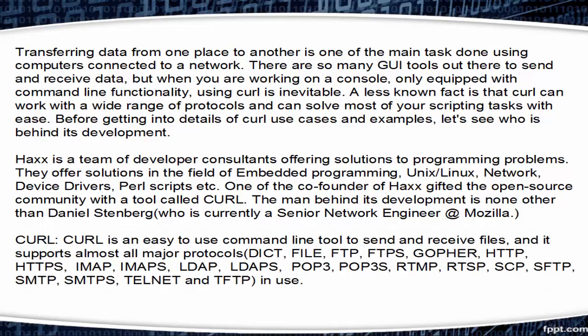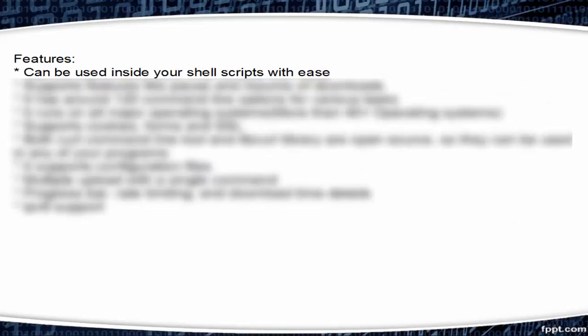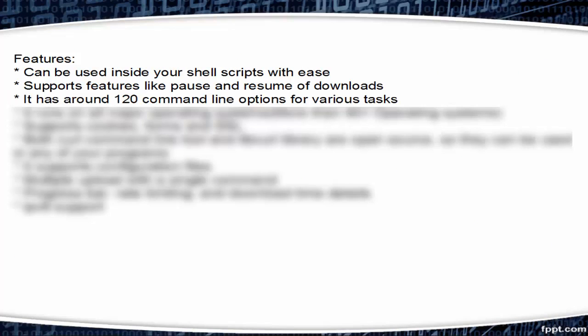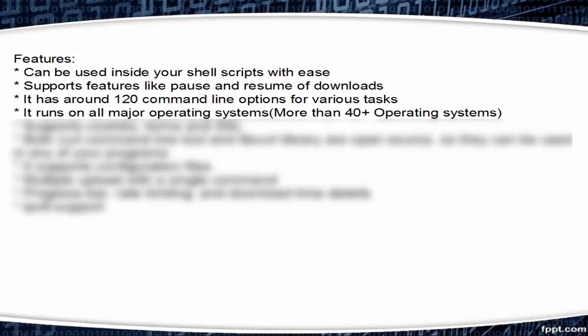Curl is an easy-to-use command line tool to send and receive files, and it supports almost all major protocols, that is DHCP, FILE, FTP, FTPS, and so on. It can be used inside your shell script with ease, and supports features like pause and resume of downloads. It has around 120 command line options for various tasks. It runs on all major operating systems, supports cookies, forms, and SSL.